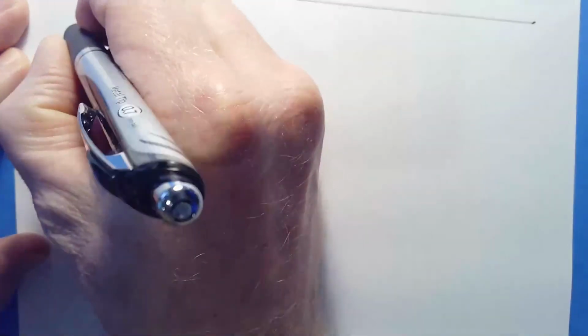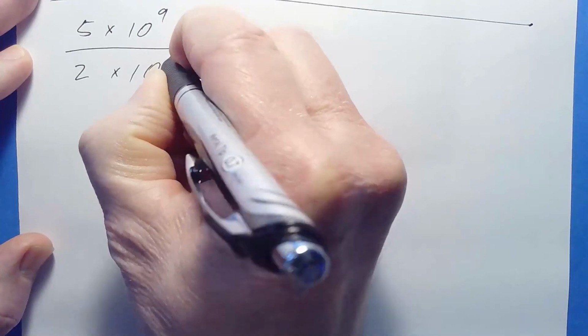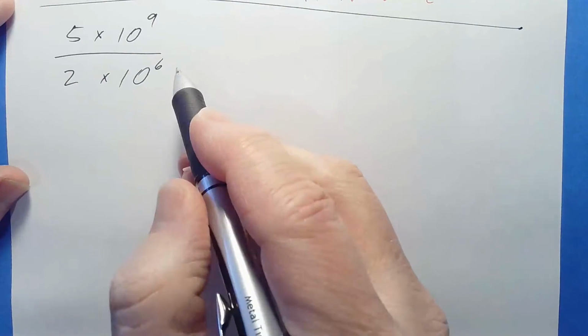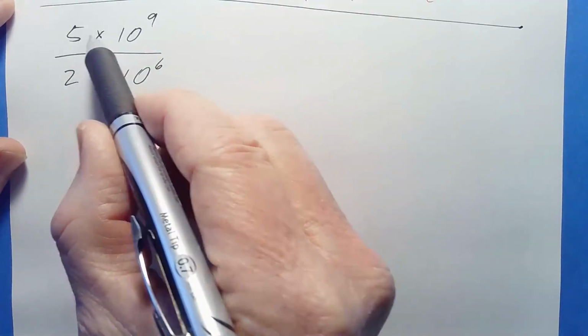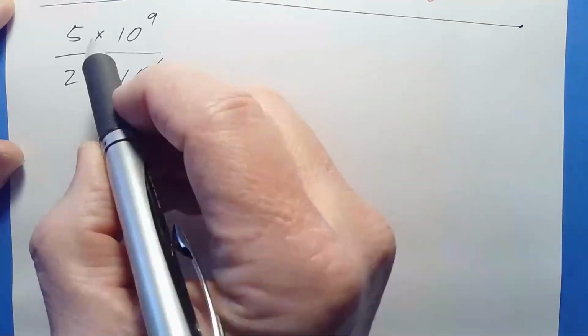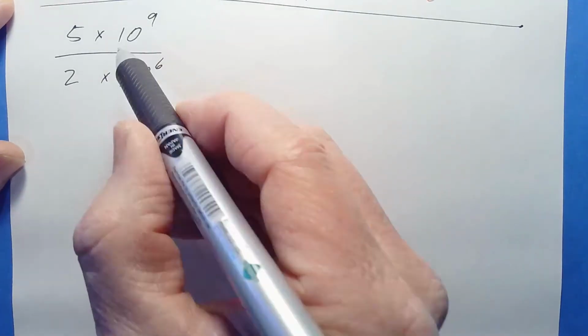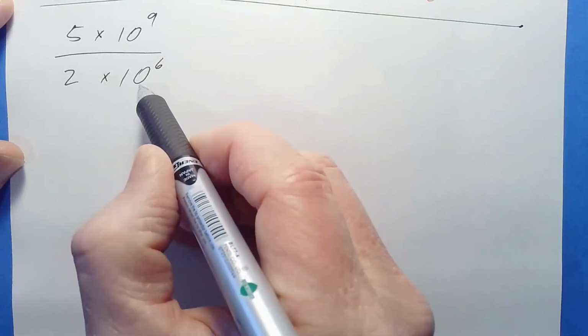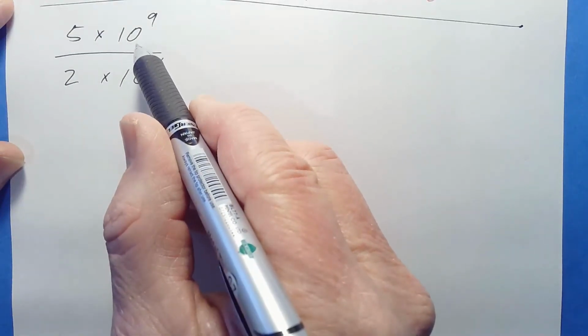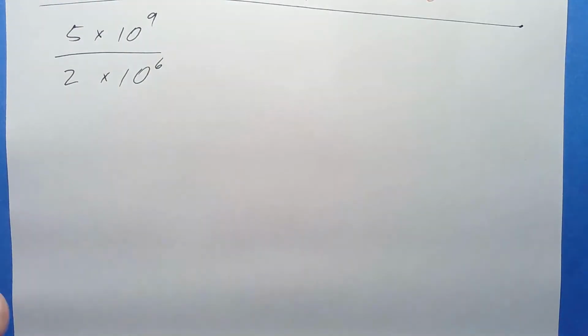Again, I had 5 times 10 to the 9th divided by 2 times 10 to the 6th. Now before we get into the nitty-gritty of it, let's just remind ourselves what this means. This is 5 with 9 zeros. This is a 2 with 6 zeros. We can also think of that as being 5 billion divided by 2 million. In other words, how many 2 millions are there in 5 billion? So what we need to do then is break this down into pieces.